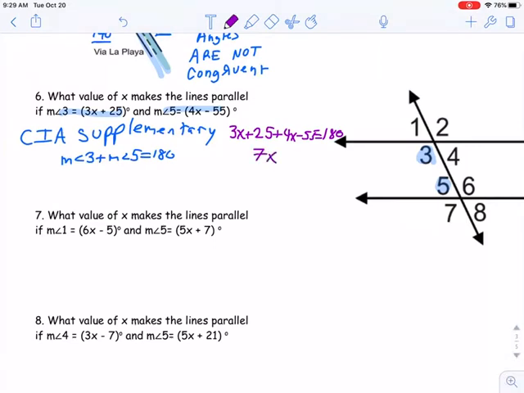So I got 3x plus 4x is 7x. 25 minus 55 is minus 30 equals 180. All I did was combine like terms. Now I'm going to start adding 30 to both sides. I'm going to get 7x equals 210. Divide both sides by 7. And x equals 30. So if x is 30, the lines must be parallel because angle 3 and angle 5 would be supplementary.